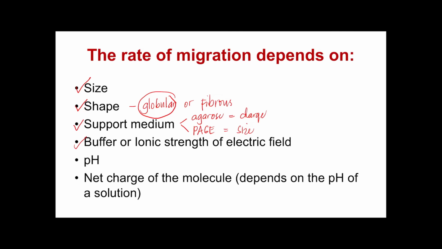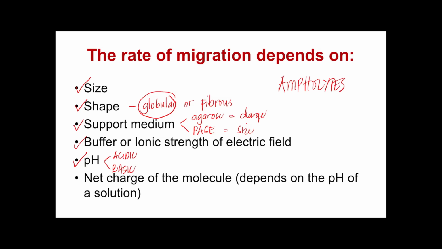Whereas if you have a decrease or low ionic strength, then that will increase the rate of migration. So that's how the buffer affects the migration of the ions. Next one, the pH. So the pH of the buffer could be acidic or it could be basic. But first, you have to remember that proteins are ampholytes. So an ampholyte is a molecule whose net charge can either be positive or negative.